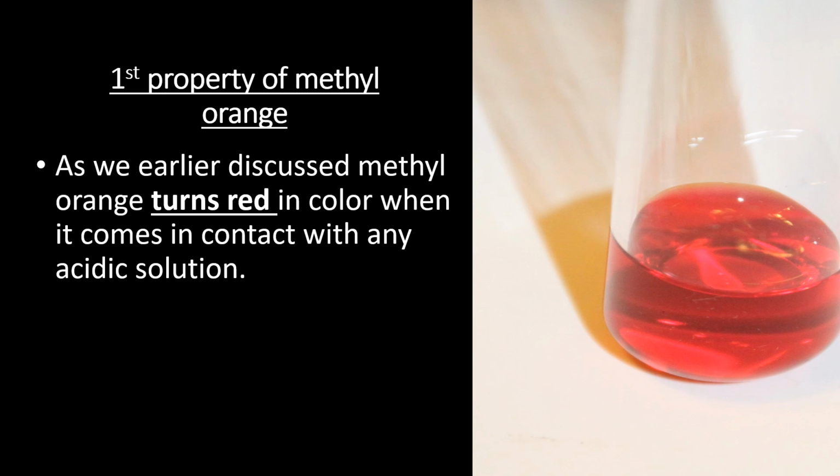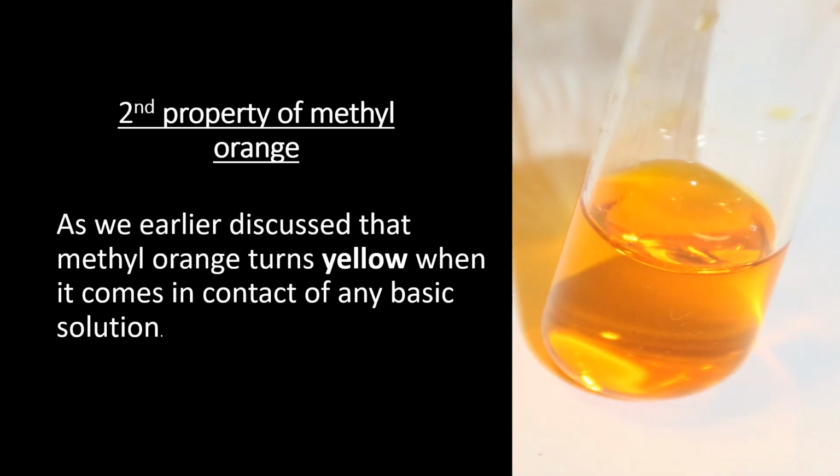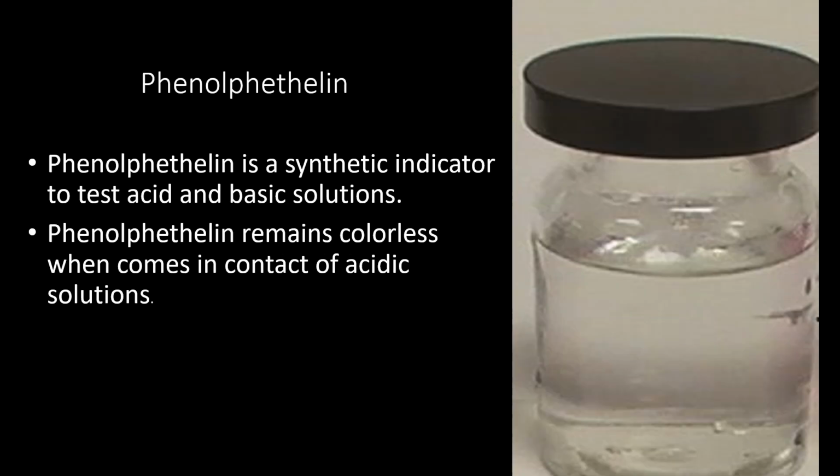Now, this is the methyl orange. As we have earlier discussed, methyl orange turns red in color when it comes in contact with any acidic solution. Now, this is the same methyl orange. When it is mixed with any solution and it turns yellow, it shows that this is a basic solution. So we can find out whether a solution is acidic or basic.